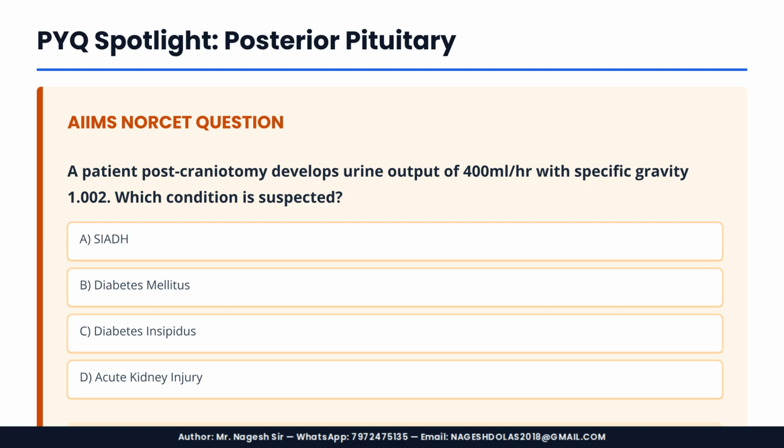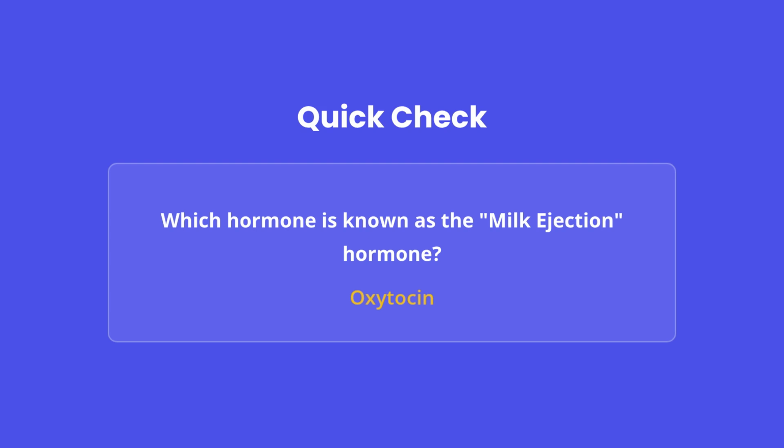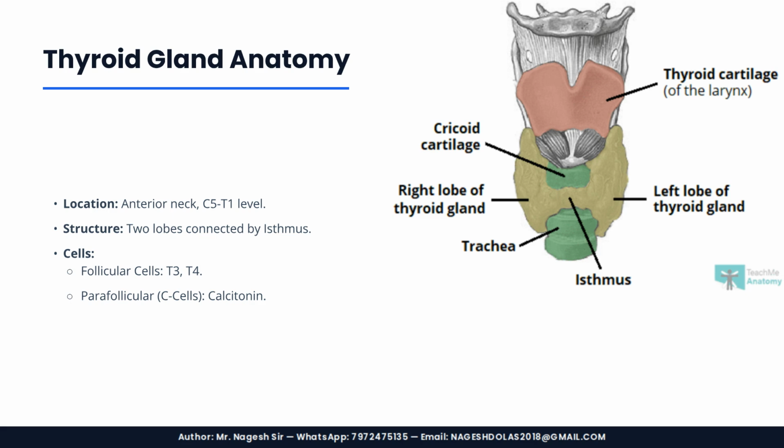Consider this question. A patient post-craniotomy develops urine output of 400 milliliters per hour with a specific gravity of 1.002. Which condition is suspected? This large volume of dilute urine indicates C, diabetes insipidus. Quick check. Which hormone is known as the milk ejection hormone? The answer is oxytocin. The thyroid gland is in the anterior neck.